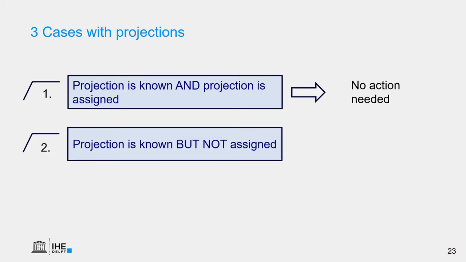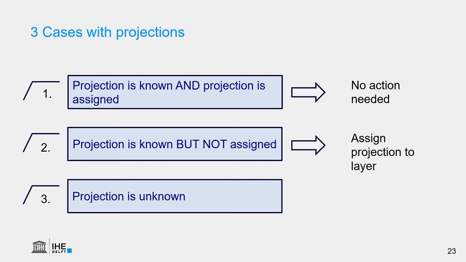But sometimes you get a file and the person told you the projection or you know the projection, but it has not been assigned to the file. Therefore, we can assign the projection to the layer in the layer properties. This should not be confused with reprojection. This is just tagging the projection name and assigning it to the layer.